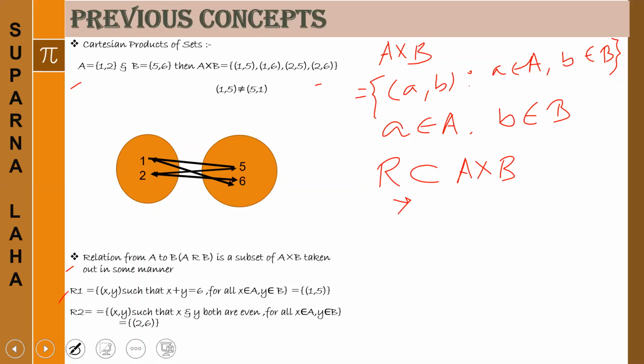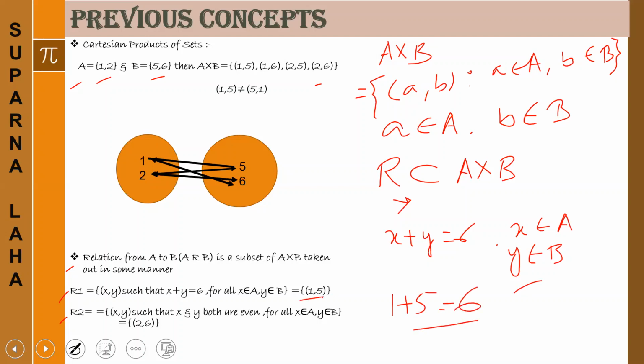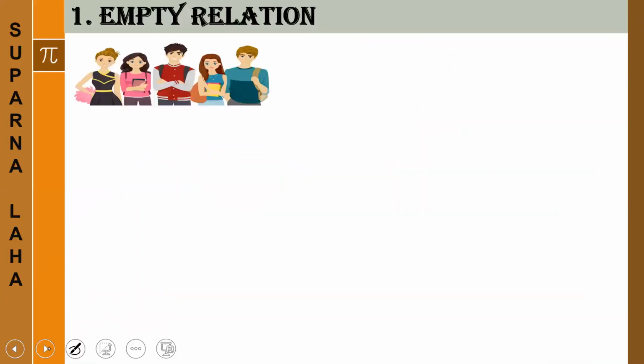Here I'm choosing these two examples. First is x plus y is 6, where x belongs to the set A, that is 1, 2, and y belongs to the set B, that is 5, 6. So you can easily check, 1 plus 5 is 6, so there is only one element, (1, 5). So the first relation is the empty relation.